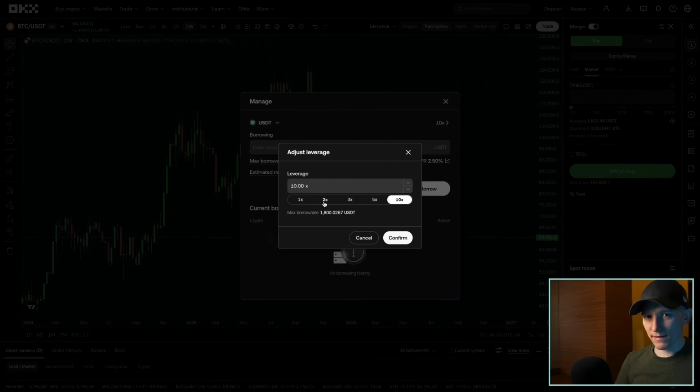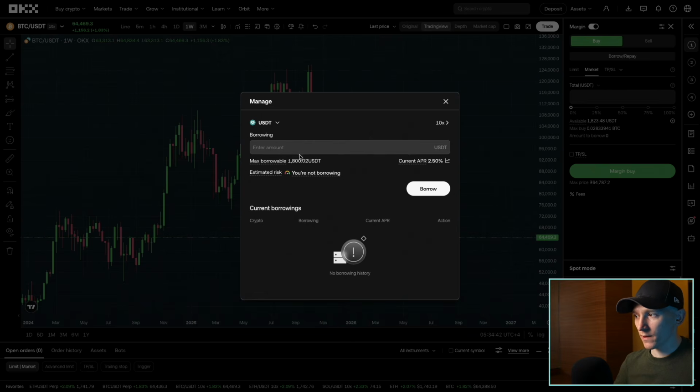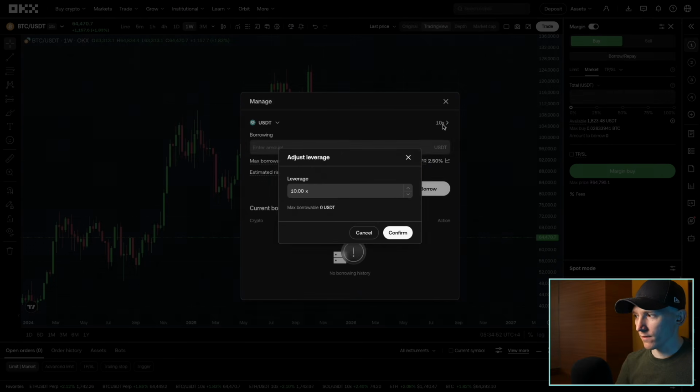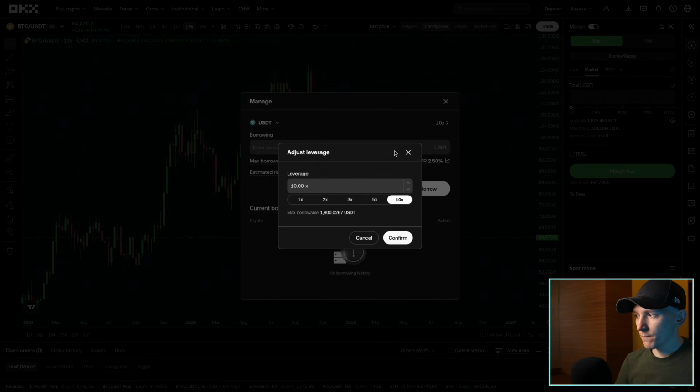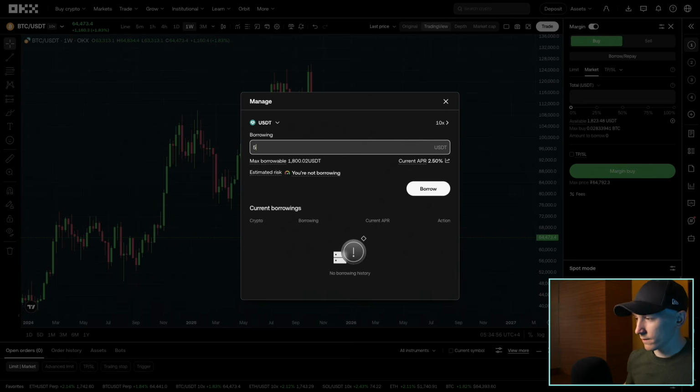It doesn't actually matter what the leverage is where you choose it. It matters specifically how much you borrow. So let's say that I've got $200, 200 USDT in my account, and I can say to OKX, I want to use 10x leverage. But if I borrow another $50, I'm not using 10x leverage, am I?